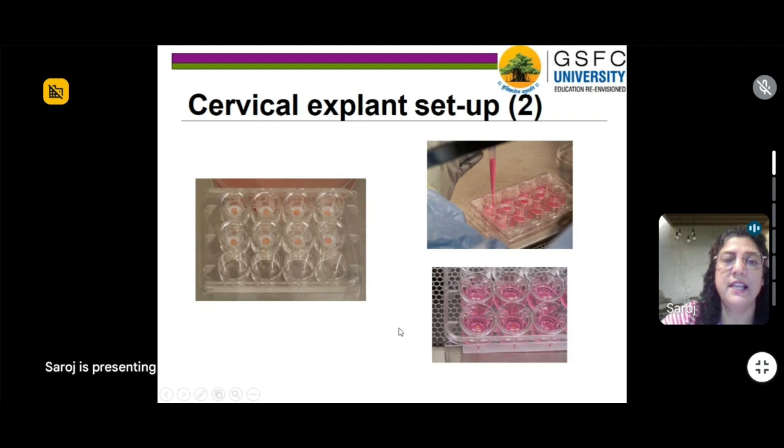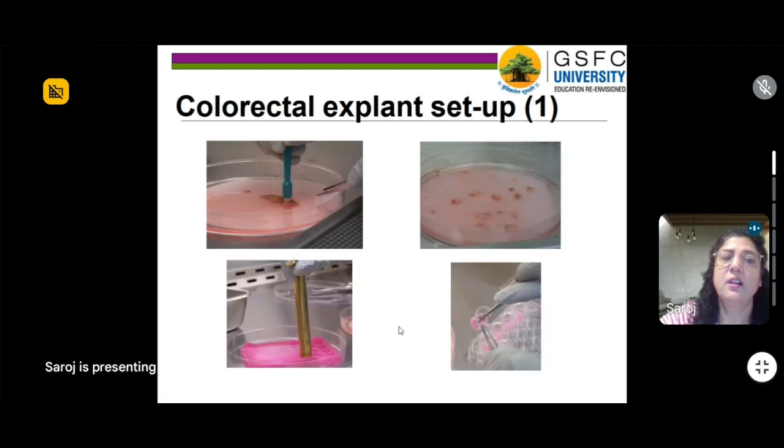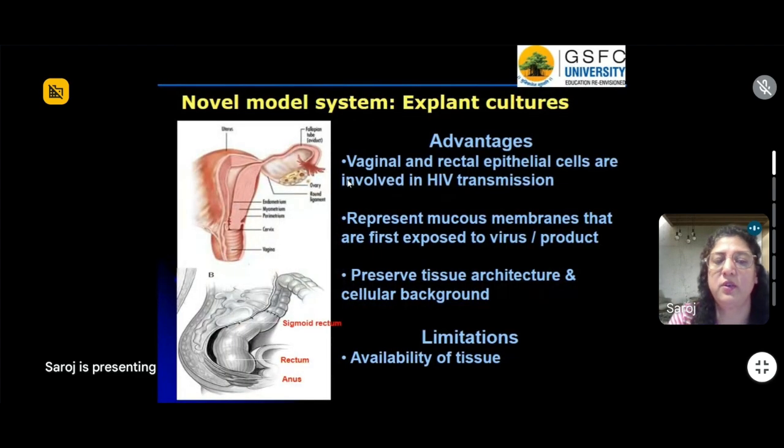In addition to cervical explants, we can also have colorectal explants, which are from your rectum, especially for those people who are gay, who are bisexual, the men having sex with men. For those people, the vaginal system is not going to work. So you can have a colorectal explant system also, through which you can check whether the microbicide that you have developed is working or not, whether it is stopping the entry of virus or not. So of course, we can see that there are advantages.